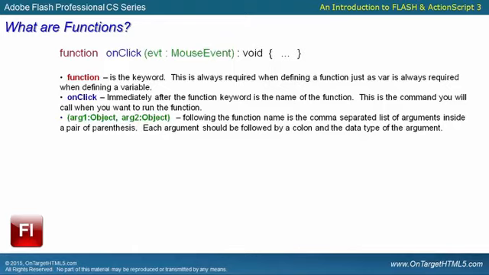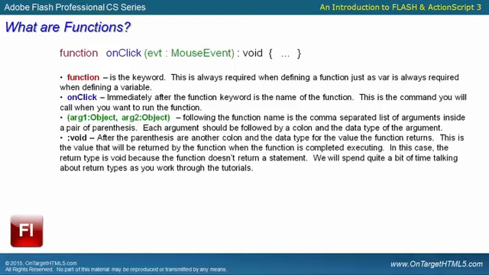Argument one is an object, and argument two is an object. Following the function name is the comma-separated list of arguments inside a pair of parentheses. Each argument should be followed by a colon and the data type of the argument. And in this particular case, you'll see that I've got two objects. One is the event object, and one is a mouse event object. They don't always have to be objects, as you'll see as we work through the tutorials.